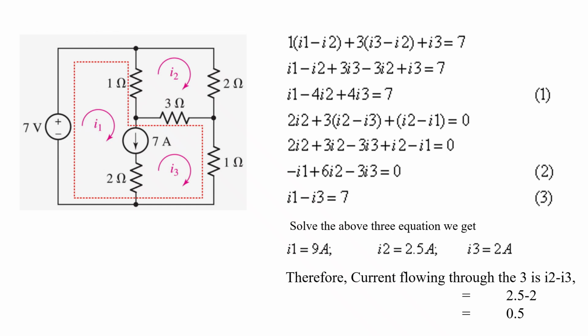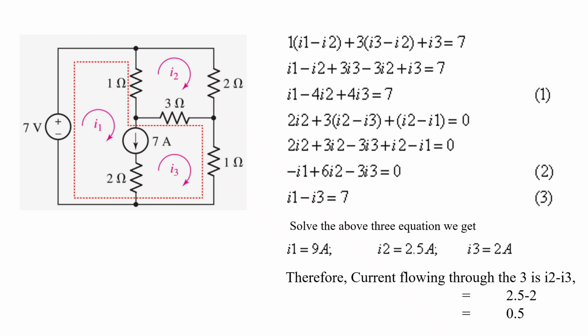Now we have three equations, 1, 2, 3. We solve these three equations, then we will find the currents as I1 is 9 amps, I2 is 2.5 amps, and I3 is 2 amps. Since in this question they asked to find the current flowing through the 3 ohms, the current flowing through the 3 ohms is nothing but I2 minus I3. So I2 is 2.5 and I3 is 2 amps. Subtracting, we will get 0.5 amps. This way we can find the current flowing through the 3 ohms using mesh analysis.